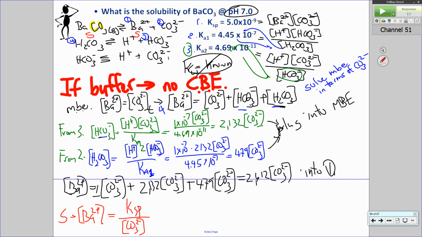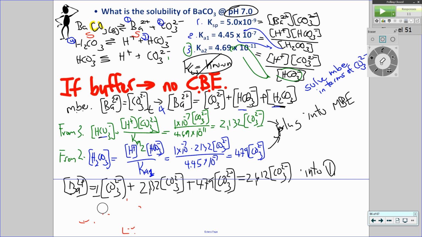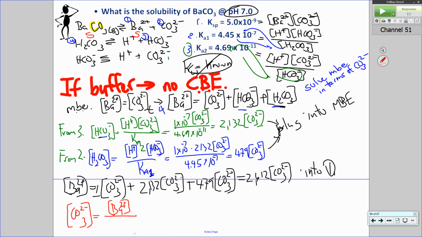No, it's not a common ion effect. Let's not say that. Let's go back to our KSP expression. So what I'm going to do is say that the carbonate ion in terms of the barium. We're going to finish this problem. Carbonate ion is equal to the barium. Okay, what I'm going to do is divide the 2612 to the bottom.